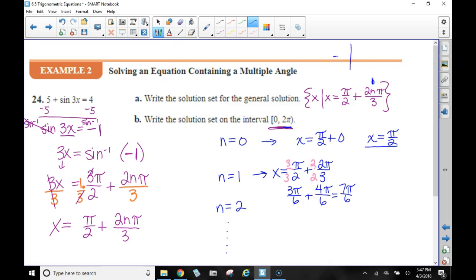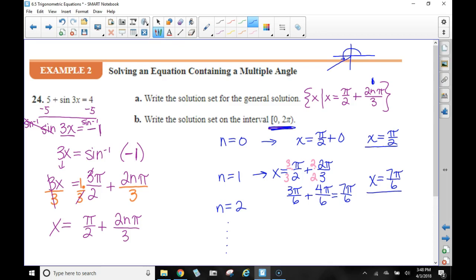And we know where 7 pi over 6 is. It's down there in quadrant 3. That is in the interval between 0 and 2 pi. So there's another answer in my interval. 7 pi over 6. Underline it.